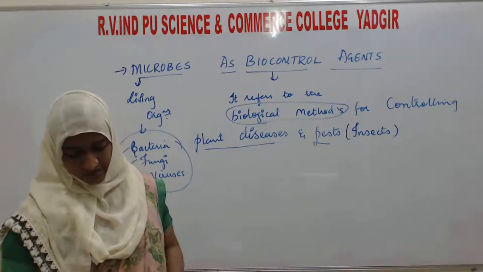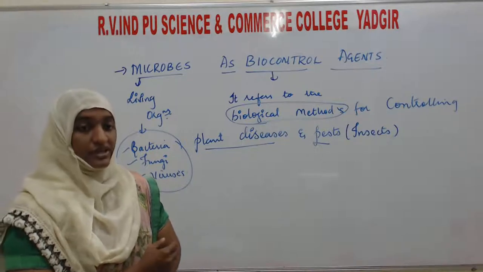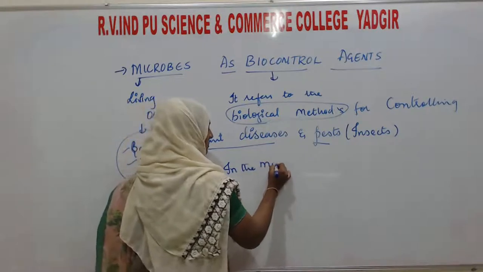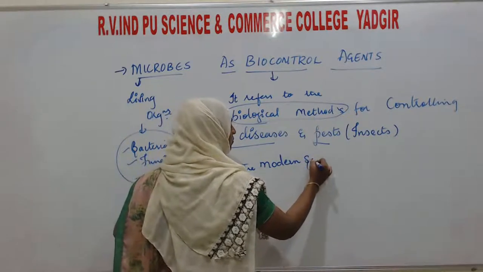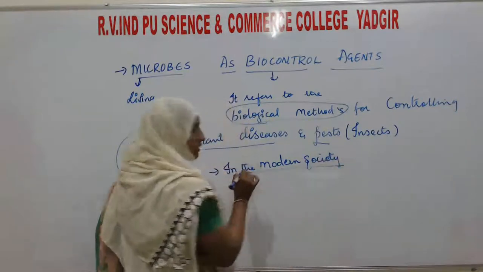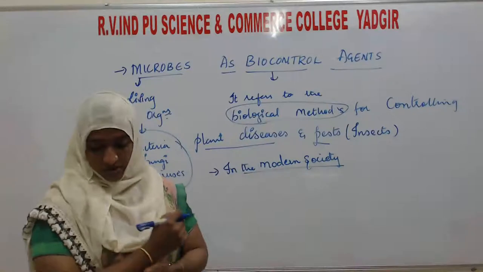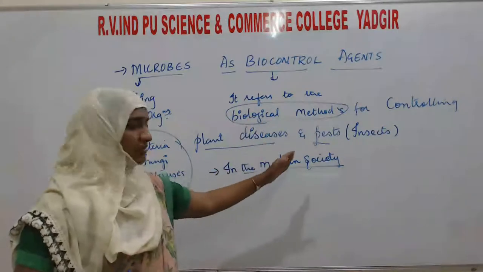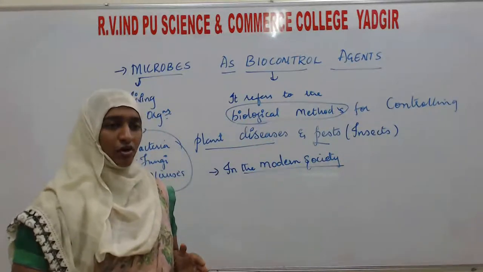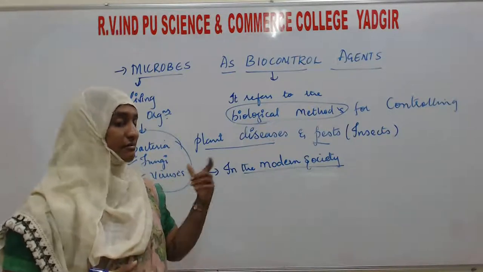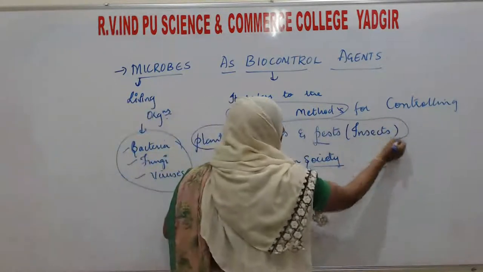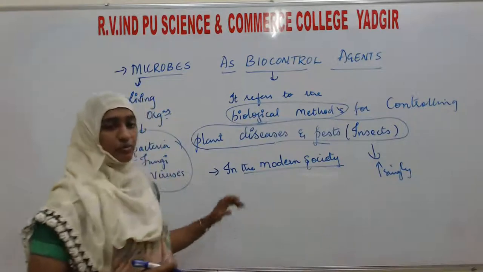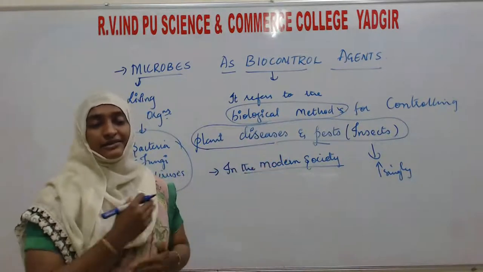In the modern society, today, there is this problem: whatever plant diseases are there, or whatever pests are going to destroy the plants and crop fields, this problem of plant diseases and pests is increasing day by day.